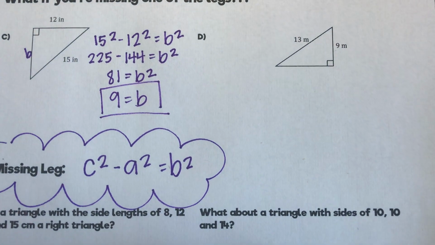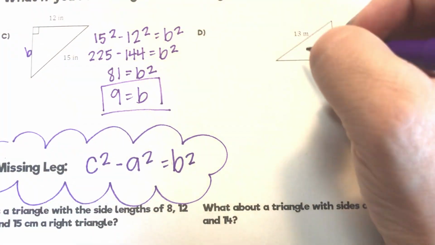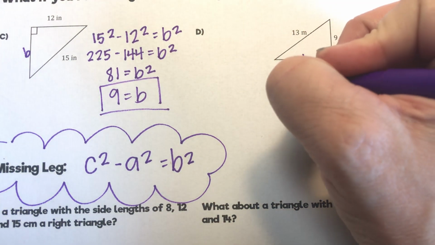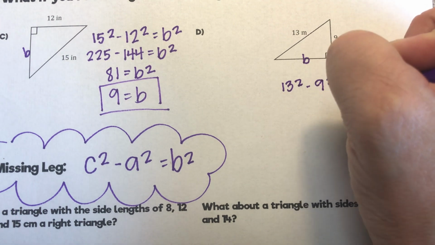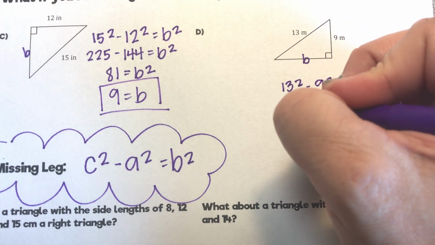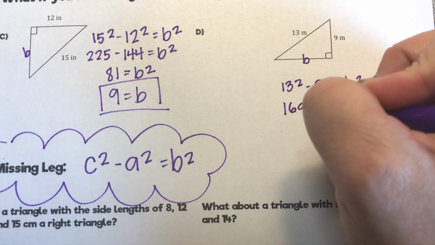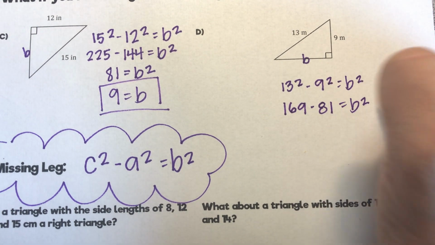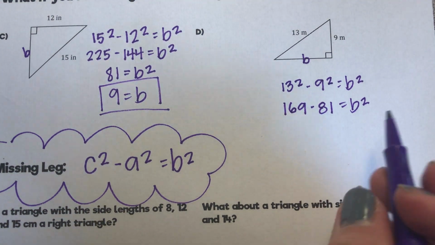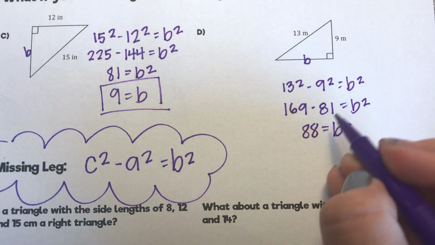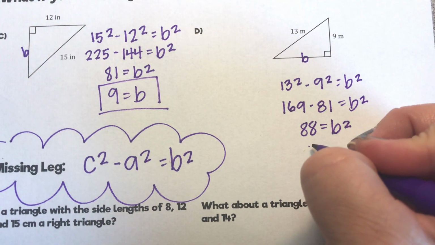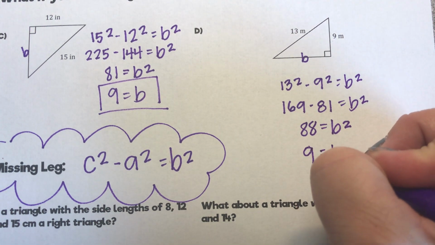Let's look at, or you could even try it on your own and then come back. But on letter D, we're missing a leg. So 13 squared minus 9 squared equals b squared. So 169 minus 81 is b squared. 169 minus 81 is 88. 88 is closest to 81, so 9 would be b.